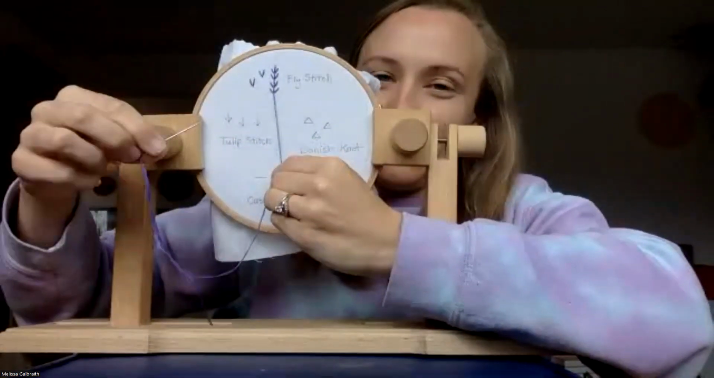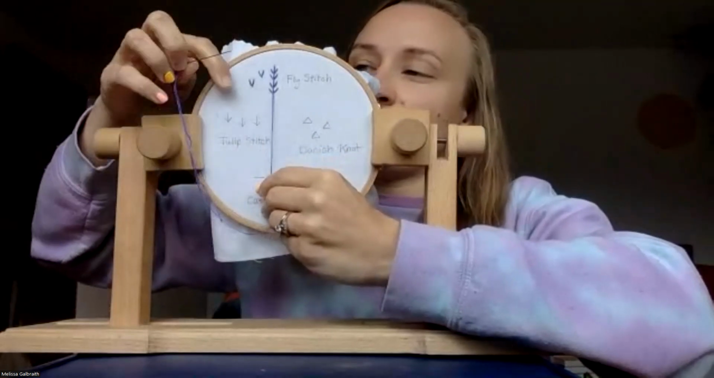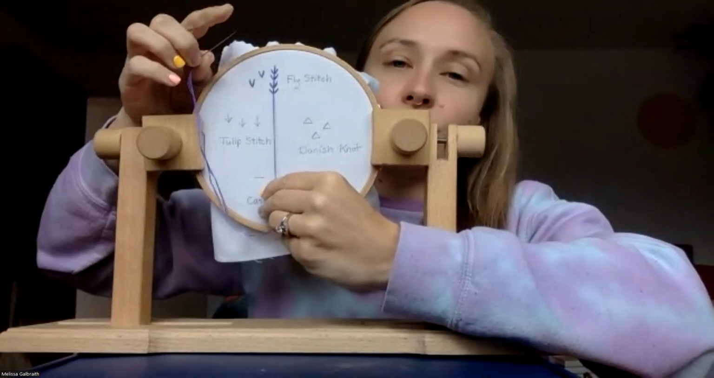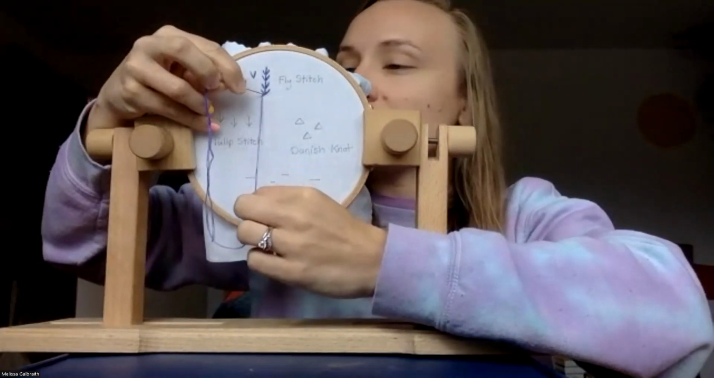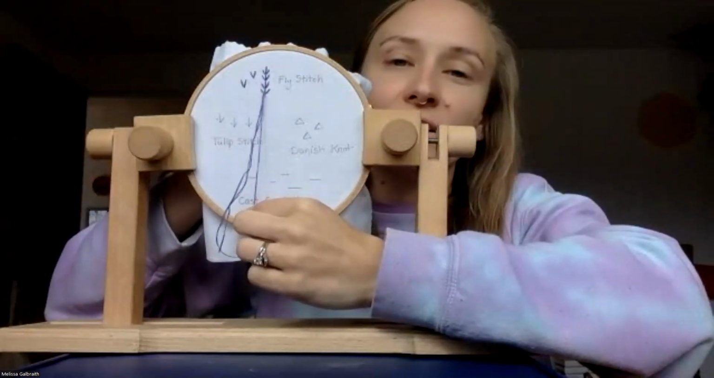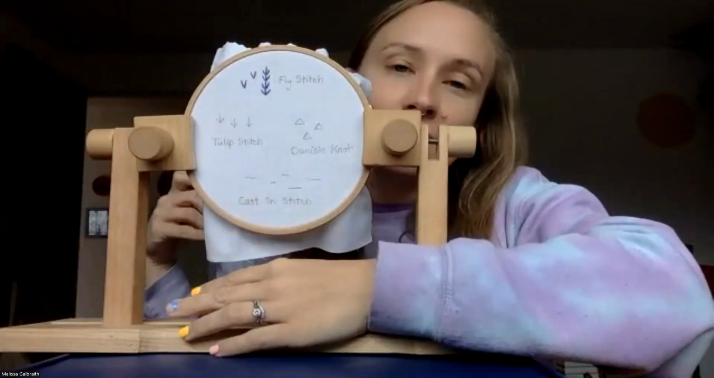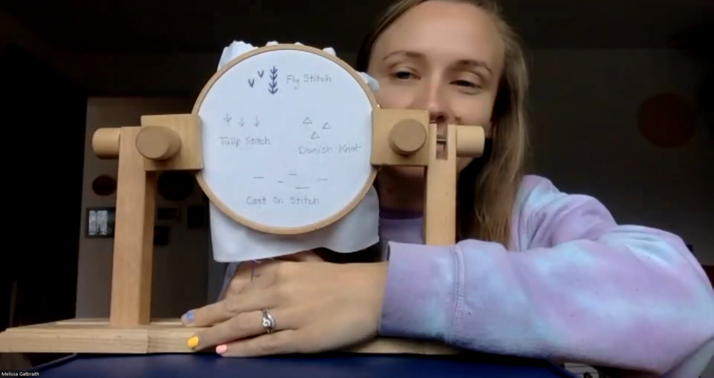When we get to the end of our line of straight stitch, just like we ended our individual fly, we'll just do a short little stitch right on the other side of that V there to hold it in place, like so.